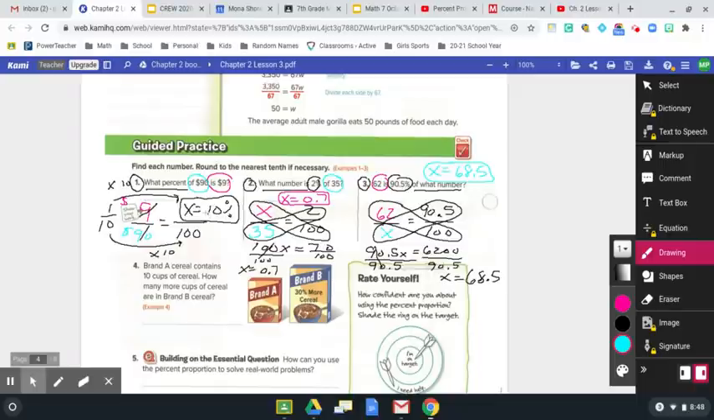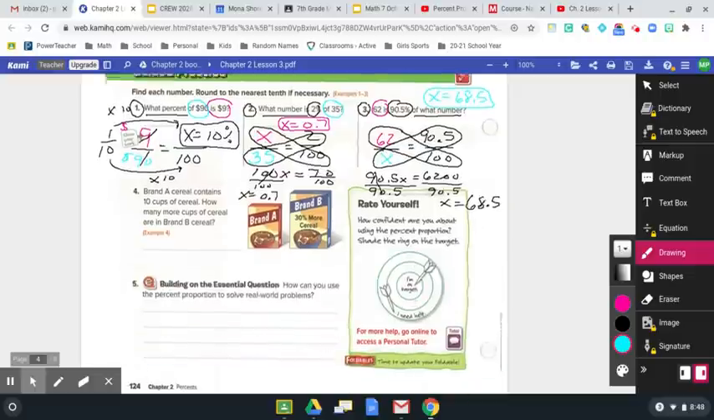Note in number 1 that I was able to reduce this fraction to help me see how much larger it was getting from one fraction to the next. But in 2 and 3, it was a little bit more difficult, so I actually just used cross multiplication that we did in chapter 1 to help me solve for those missing variables.